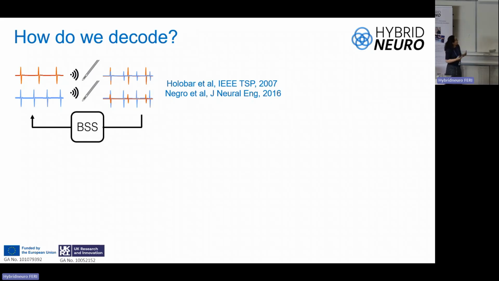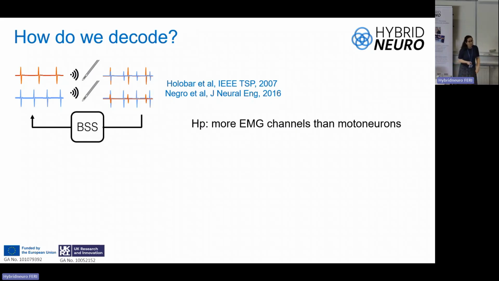You don't know how many units are in the signal. This is a very good thing, but these algorithms have a very strong assumption: you need to have more EMG channels than active motor neurons. If this is not the case, what the algorithm does is just pick up the activity of the action potentials with more energy.